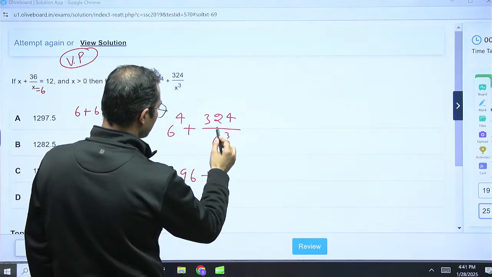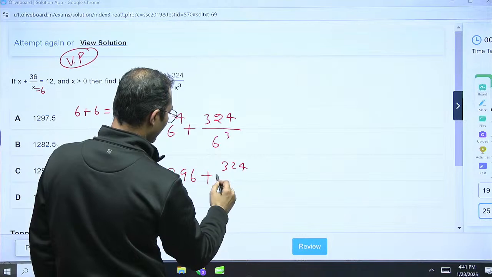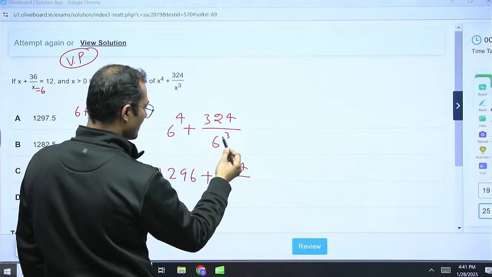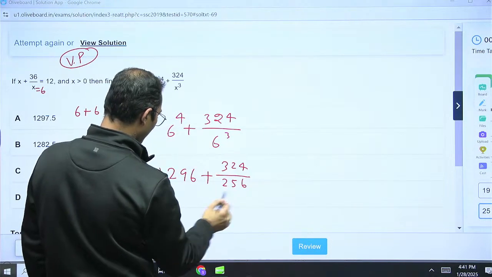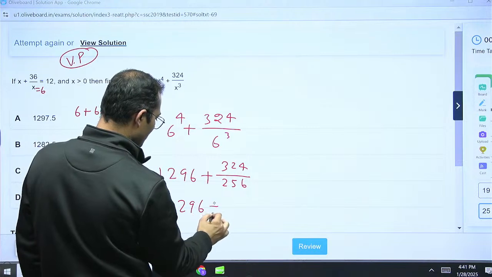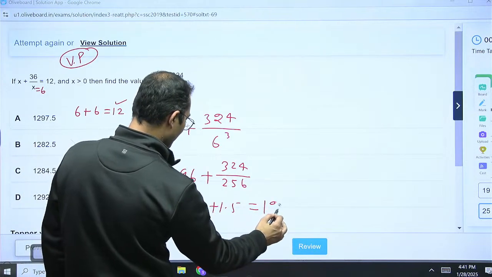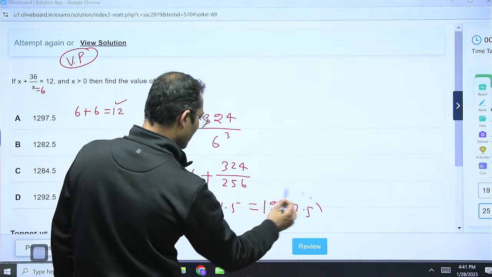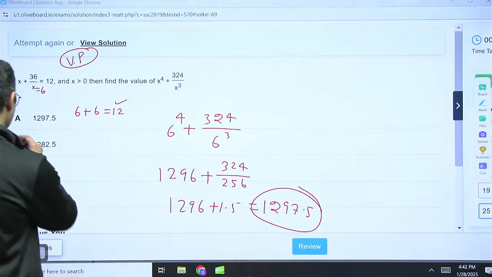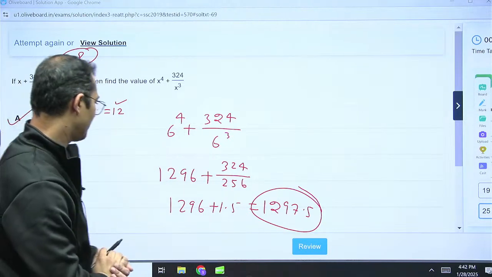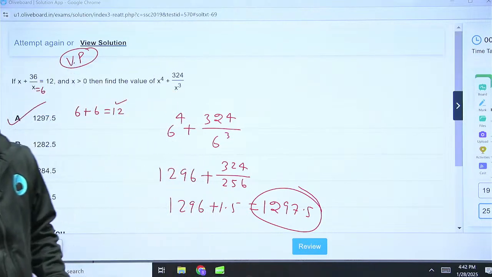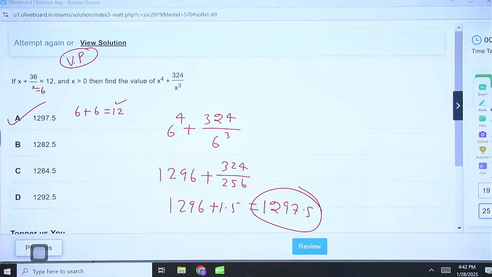Plus 3 to 4 divided by 3, 6 into 6 into 6, so 256. So 1296 plus 1.5, so the answer is 1297.5. Yes, is this clear? I hope this is clear to you all, guys.